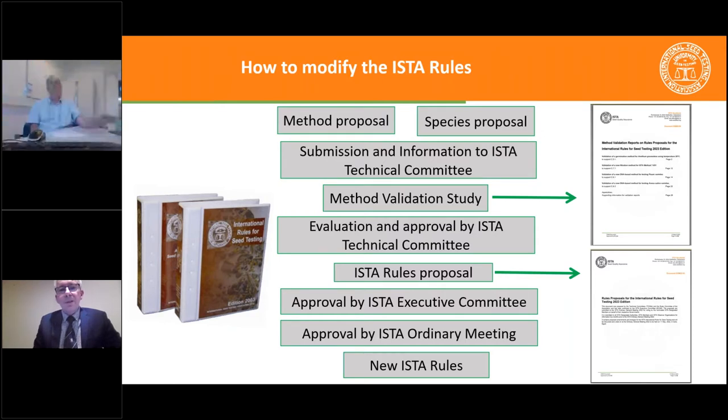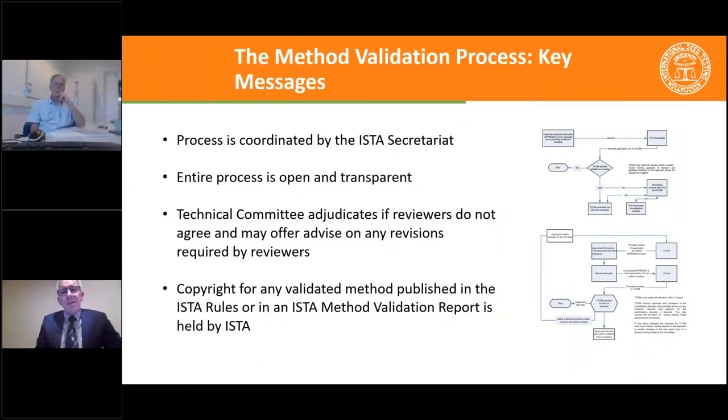I think in terms of this webinar, the key aspect is the method validation study, which for new technologies will happen in most instances, but not necessarily all, and we'll look at that in a minute. So just a few key messages from the method validation study. As I say, it's not my intention to go into details of that.